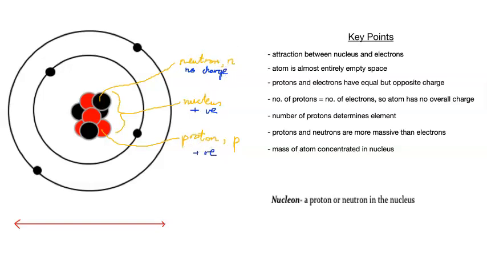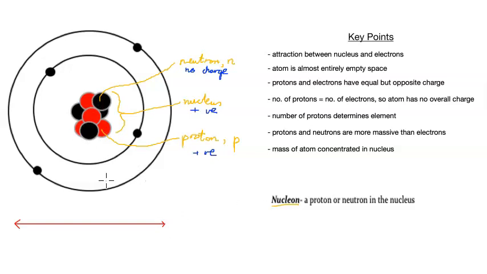A definition we learn during A-level is that of a nucleon, which is just referring to a proton or neutron in the nucleus. And so all of these particles here can be referred to as nucleons. This is important later when we look at something called nucleon number, which is just the total number of nucleons. And so in this case, there are 4 protons and 4 neutrons. And so the nucleon number of this atom would be 8.